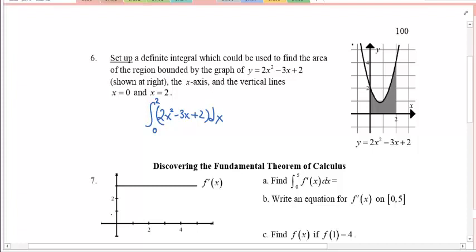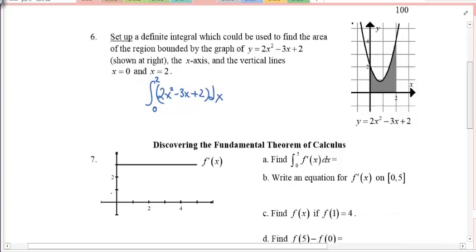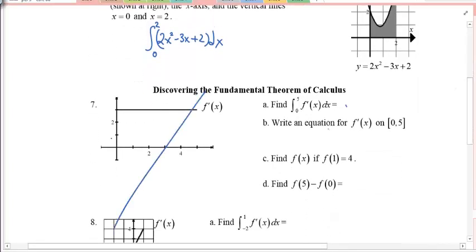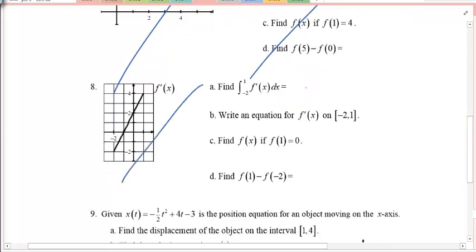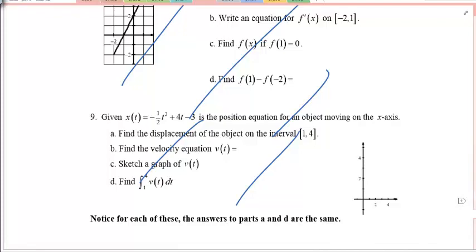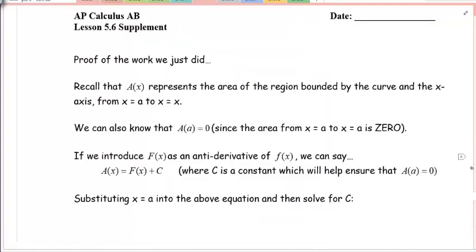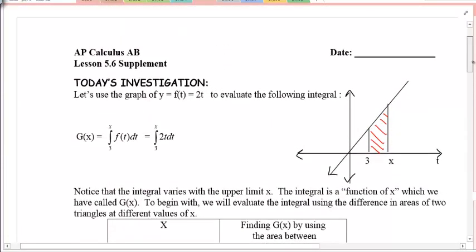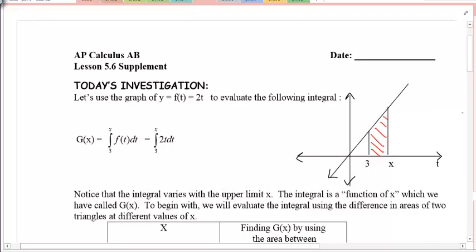Okay, now you might be thinking, this is great, Mr. Lee, but we need to find an algebraic way of doing this. Fair enough, okay? I'm going to ignore this part here, and I want us to turn to our supplemental page. So if you can go to your 5.6 supplement in the back of the book, I want us to take a look at this investigation to help us figure out a way to do this algebraically.